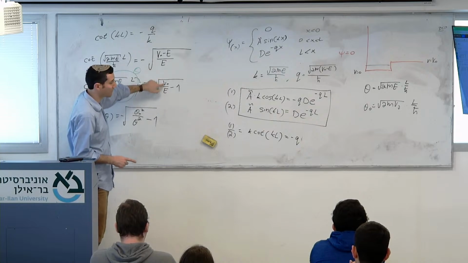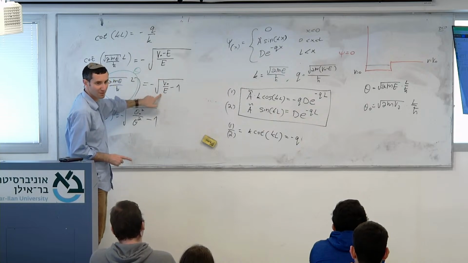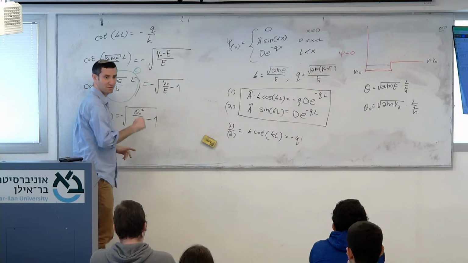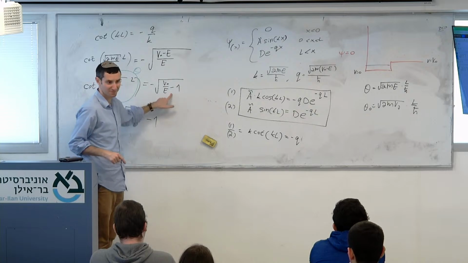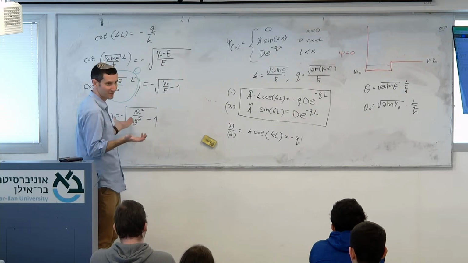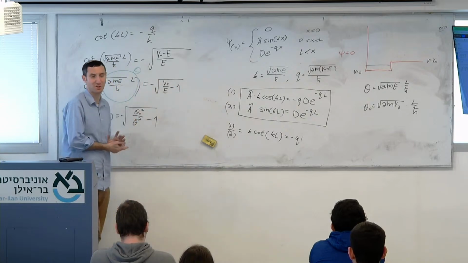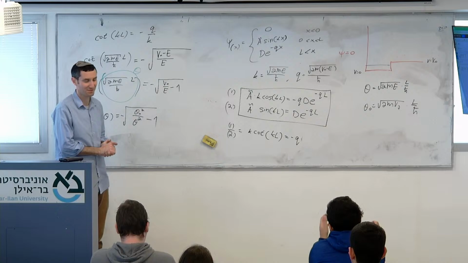If E is bigger than V naught, then what do you have here? It's an imaginary number, and a real thing is never going to be equal to an imaginary thing. You have to rewrite the solution from the beginning.